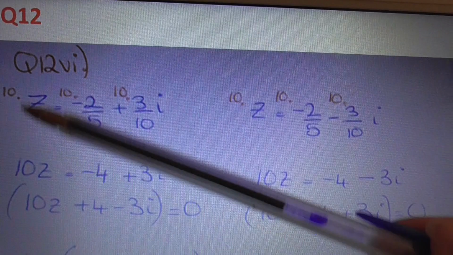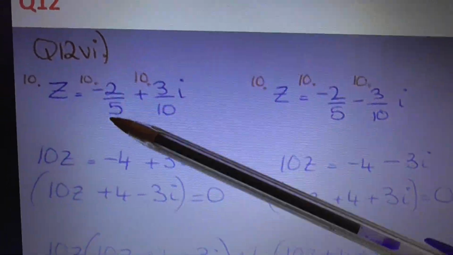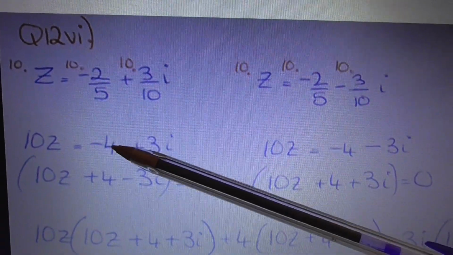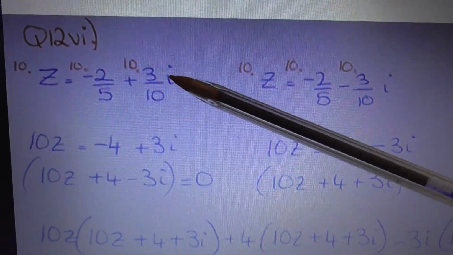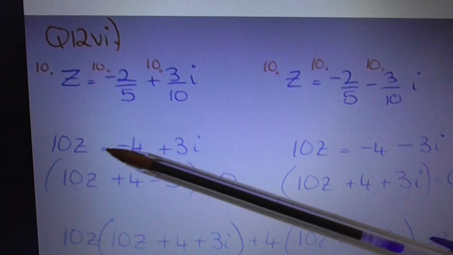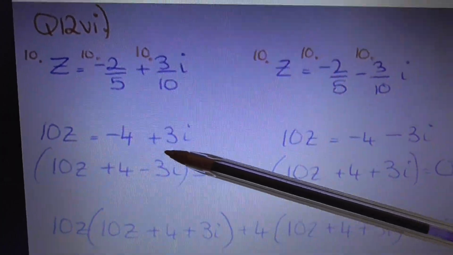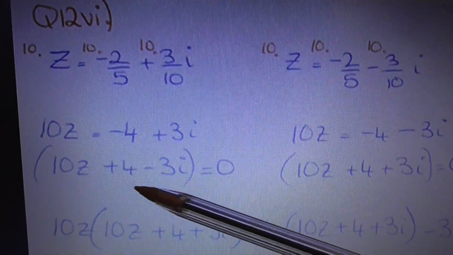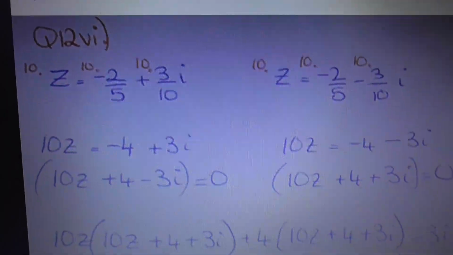I'll then be left with 10z. 5 into 10 will go twice, and 2 by minus 2 is minus 4. 10 into 10 goes once, you're left with 3i. So I've now got 10z is equal to minus 4 plus 3i. Bring everything over the equals then to get the factor. So it's 10z plus 4 minus 3i is now equal to 0.